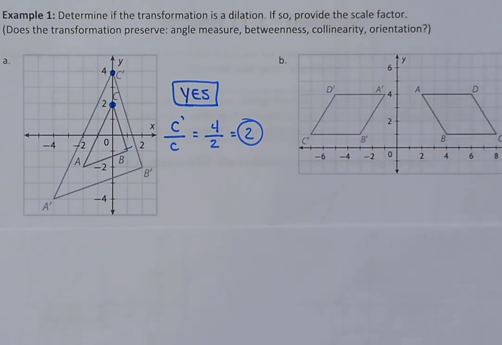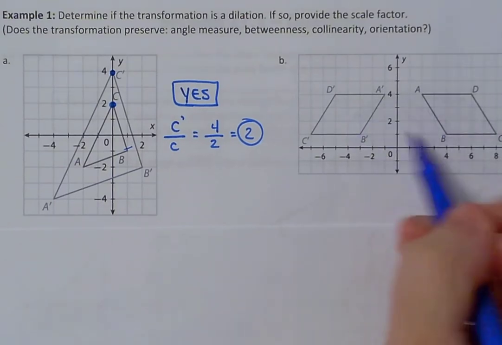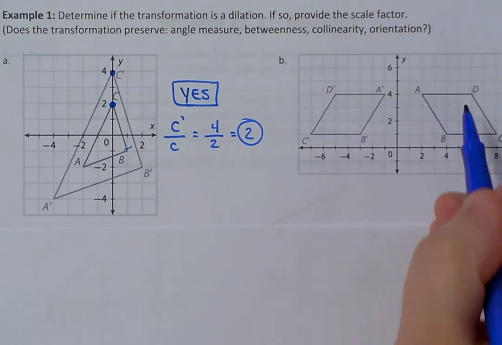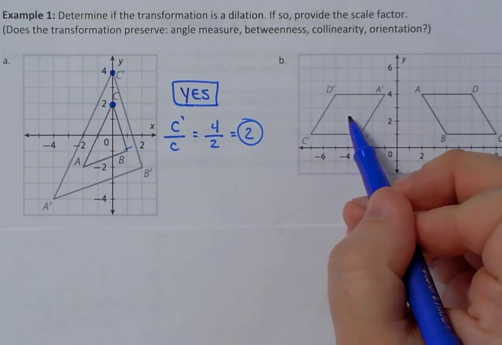So, does it preserve angle measure? If we were to go through and measure the angles, it looks like it would maintain that. Betweenness, this doesn't really follow for that. And the main indication for why this is a no is because of the orientation. The shape faces two different ways for the original and the new.